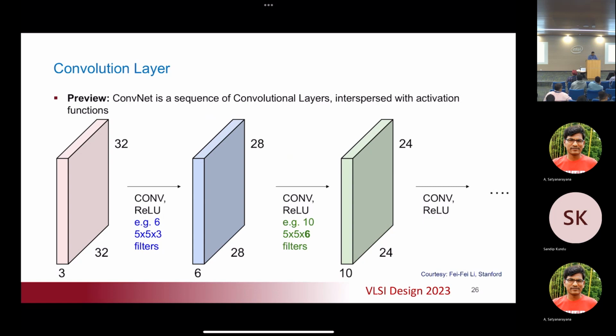So a convolution layer is basically a sequence of convolutions interspersed with activation functions. We just saw what an activation function is. It's something that takes the output of the convolution process and does a nonlinear mapping. The convolution process itself is basically a dot product computation between the filter and a small part of the image.